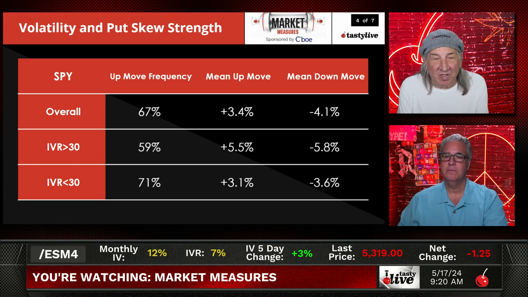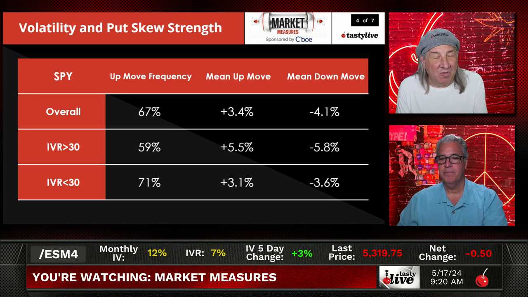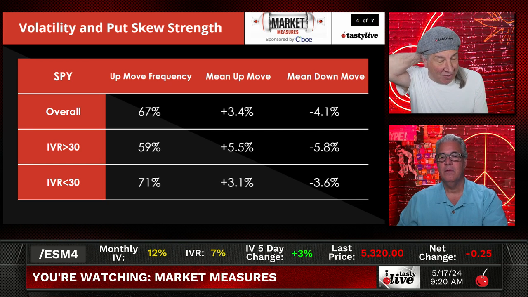The mean up move right now is going to be smaller, and the mean down move is going to be smaller. So you have a greater chance of an up move, but the up moves are smaller and the down moves are smaller. When implied volatility rank is higher, you'll have less chance of an up move, but when you do have an up move, it's greater, and so are the down moves.